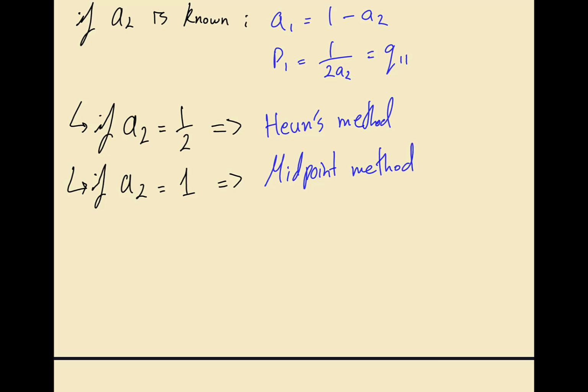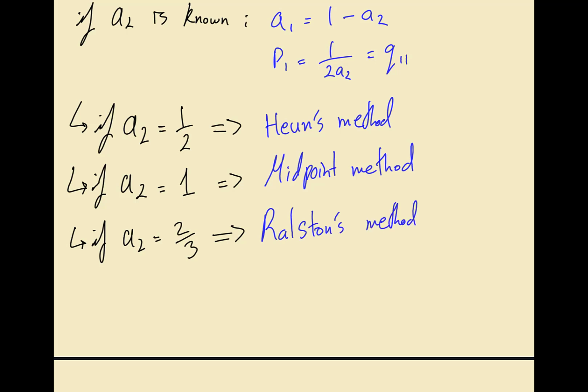If A2 is equal to 2 over 3, then it actually minimizes the truncation error the most. So if A2 is equal to 2 over 3, then we get a method called Ralston's method, which we haven't covered yet. But this here is the minimum bound for the truncation error. So it's better than Heun's and the midpoint. It was found to provide the minimum bound on the truncation error.